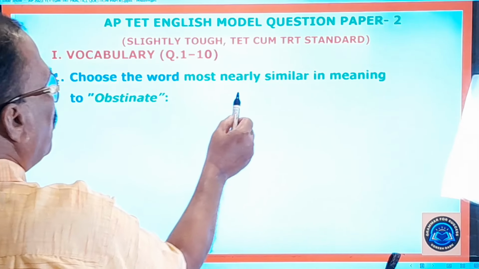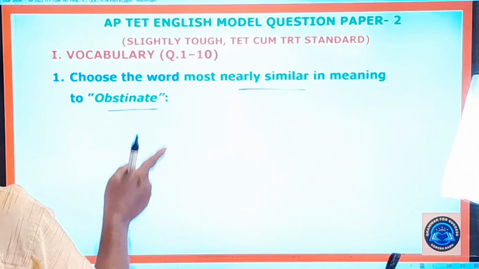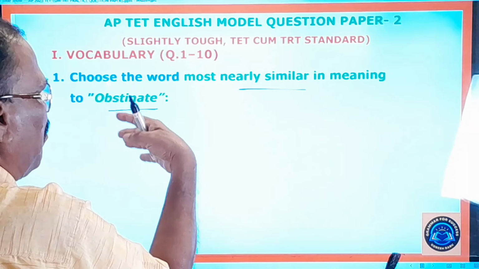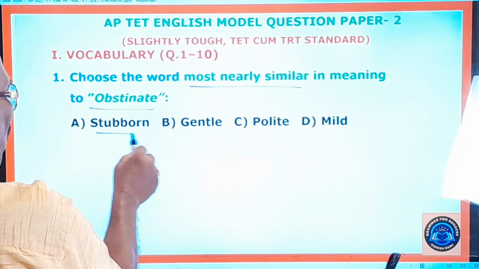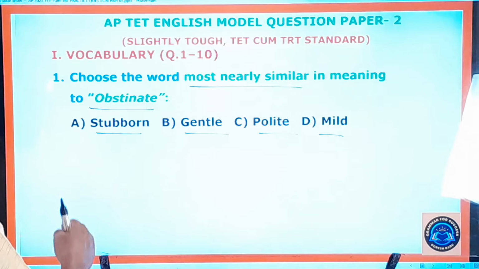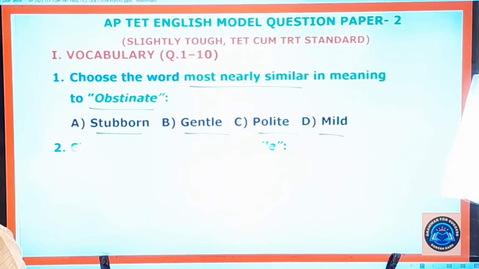Choose the word most nearly similar in meaning to obstinate. If you know the meaning of this word, obstinate, you can give the similar meaning of that. Okay. Stubborn, gentle, polite, and mild. So you have to mention the synonym for this word, obstinate. You go to the next question.